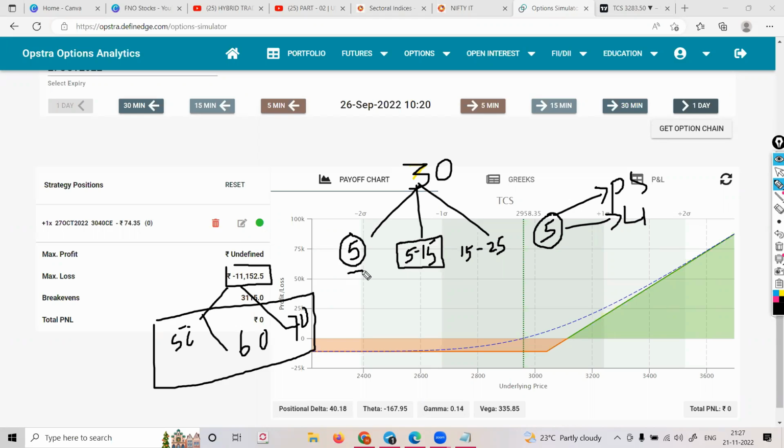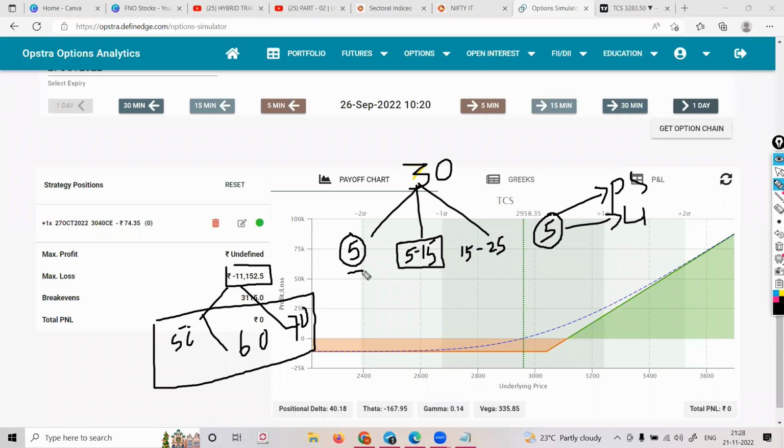Unless and until TCS has made a 10% lower circuit. Guys, tell me, you have 30 days of time, and let's say TCS made a circuit of 10% downside. Do you think that in the remaining 29 days TCS has the ability to come at least to break even? Can it make a move of at least 9% or 10% upside? Because it's a fundamentally strong stock. Stocks like TCS, HDFC, Reliance, SBI are all fundamentally strong stocks. We are not trading penny stocks here.